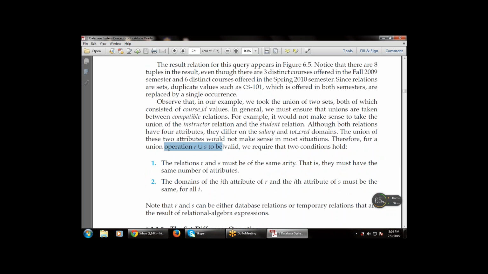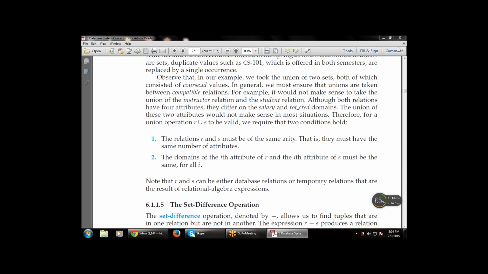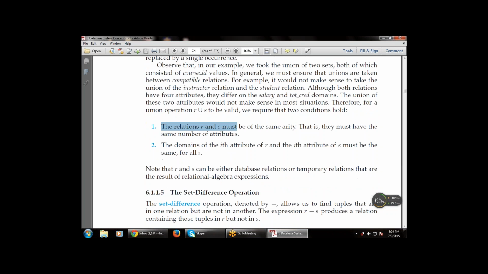Therefore the union operation is valid only when two conditions are satisfied. What are the two conditions? First, the relations R and S must be of the same arity. That is, relation 1 and relation 2 must have the same number of attributes. If one relation has 4 attributes and another has 5 attributes, that does not work.